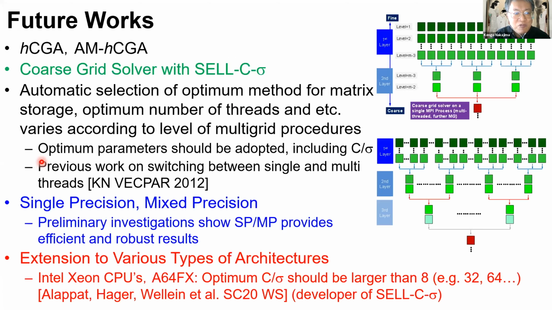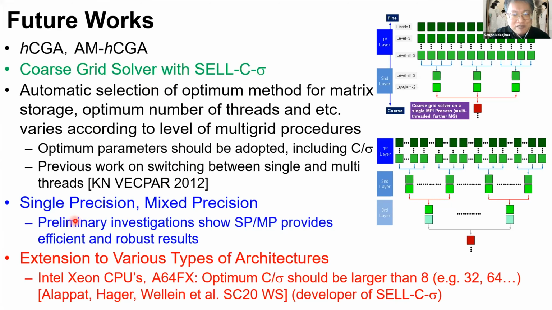So these are some future works. Now the coarse grid solver is based on the sliced ELL, so we are switching to SELL-C-sigma now. Also we have many kinds of parameters: thread number, the method for matrix storage, and the values of C and sigma. So we are trying to develop some auto-tuning method for that.